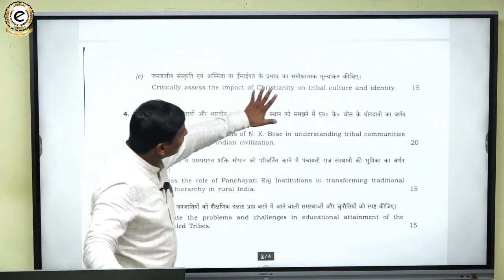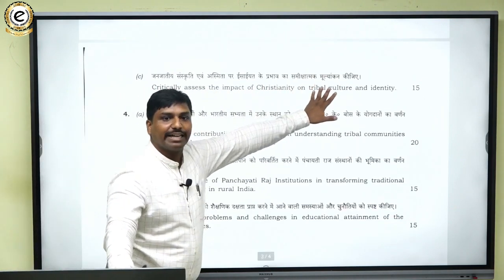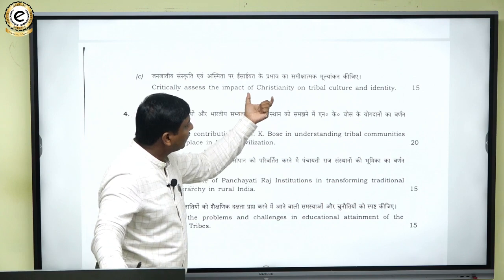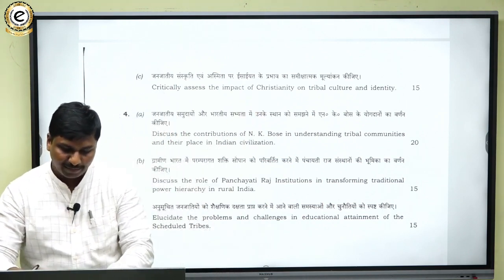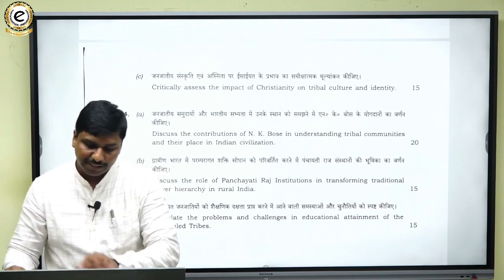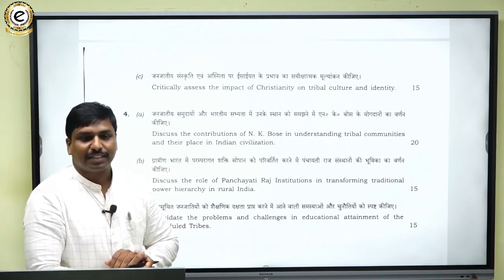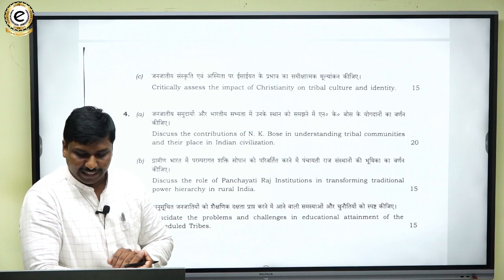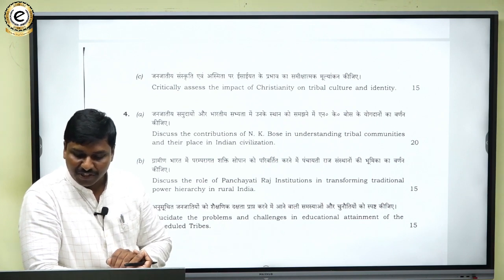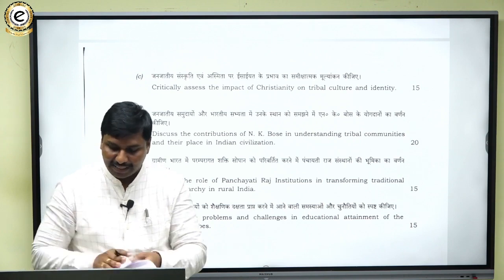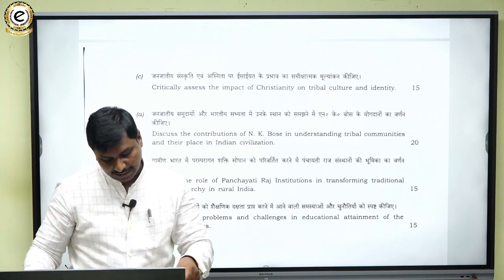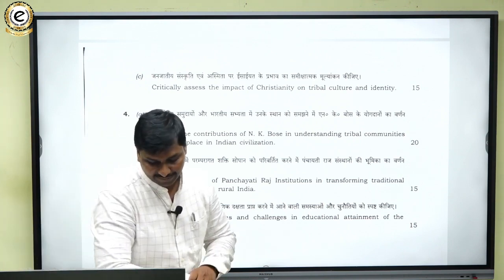Critically assess the impact of Christianity on tribal culture and identity. Okay, impact of Christianity. Now look at the concept in class 72, where the impact of Buddhism, Jainism, Islam on Indian society is one section. And the same thing, look at class number 87.